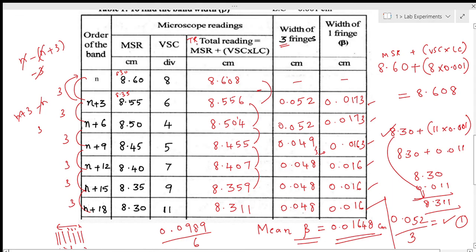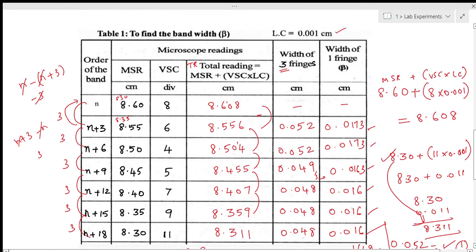And then go for finding out total reading. The calculation for total reading is MSR plus VSR into the least count. The least count of the traveling microscope is 0.001 centimeter. And after this, the width of 3 fringes is taken by subtracting the adjacent values in a correct way. And then the width of one fringe is the width of 3 fringes value divided by 3.